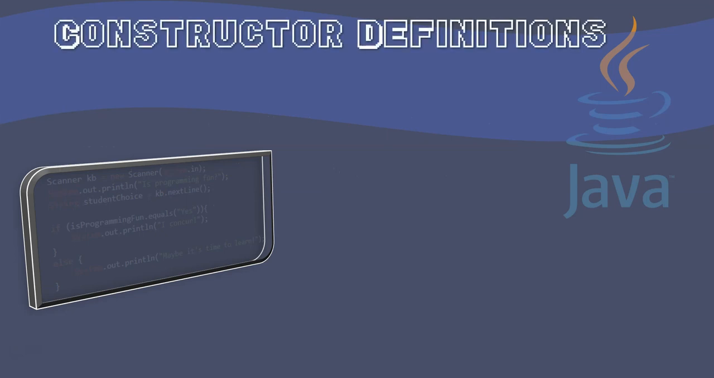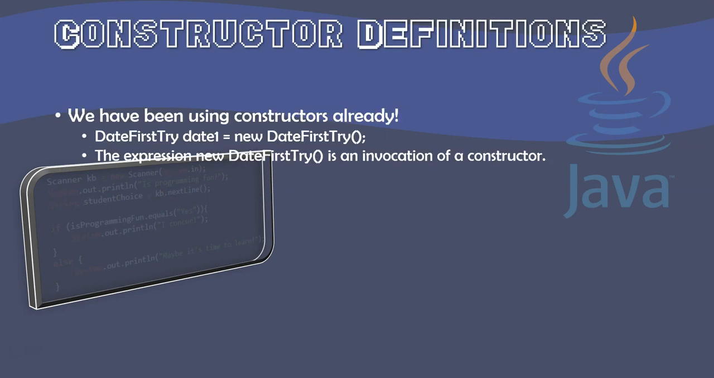So let's actually look at some constructor definitions. We've actually already been using constructors in our code without even knowing that we've been doing them. For example, when we did our DateFirstTry class, we said DateFirstTry date1 equals new DateFirstTry. Guess what? That was using a constructor. The expression new DateFirstTry is actually an invocation of a constructor. Even though we didn't define the constructor code in our DateFirstTry class, it was still there.